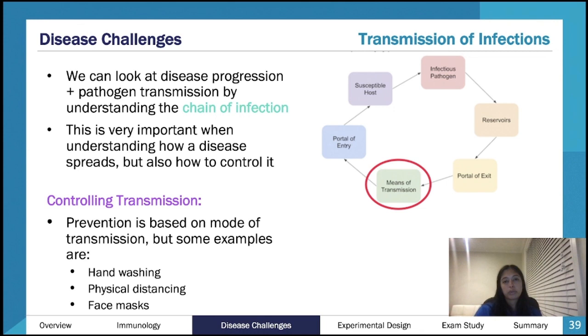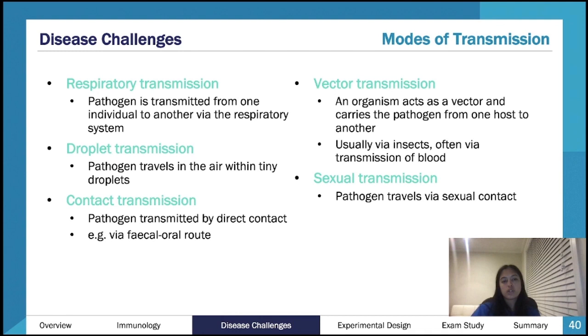You guys should be really on top of this by now with COVID in terms of ways of controlling transmission, particularly of our communicable diseases. So hand washing, physical distancing, face masks, all the stuff that I'm sure you guys are really aware of. There are a lot of modes of transmission. So respiratory transmission, droplet transmission. Respiratory transmission is basically via the respiratory system. You breathe it out via your respiratory system, and then it goes into somebody else's respiratory system.